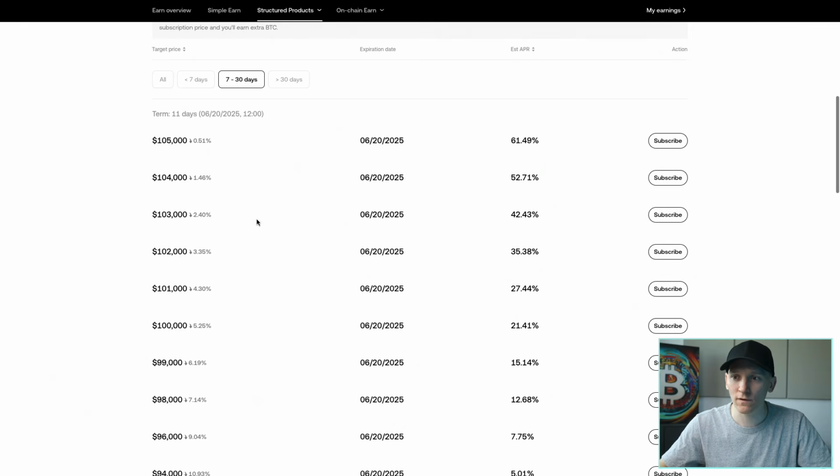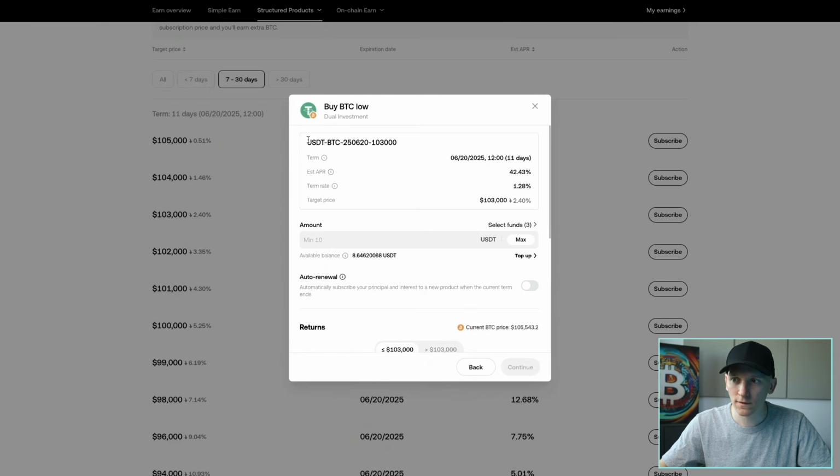So let's go over to something higher. So 103,000, it's 2.5% away from the current price to the downside, and they're looking to pay us money to sell at 103 in the future. So we're going to subscribe here. You can see USDT, BTC, again, the expiry date of the contract and the price of the put option. So that's the APR over a year. That's actually the term rate. So what we're getting over the 11 days or so that it's going to be active.